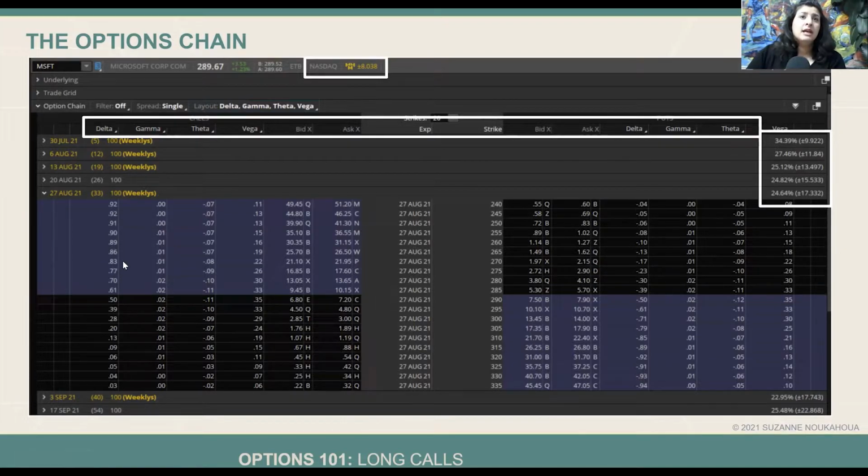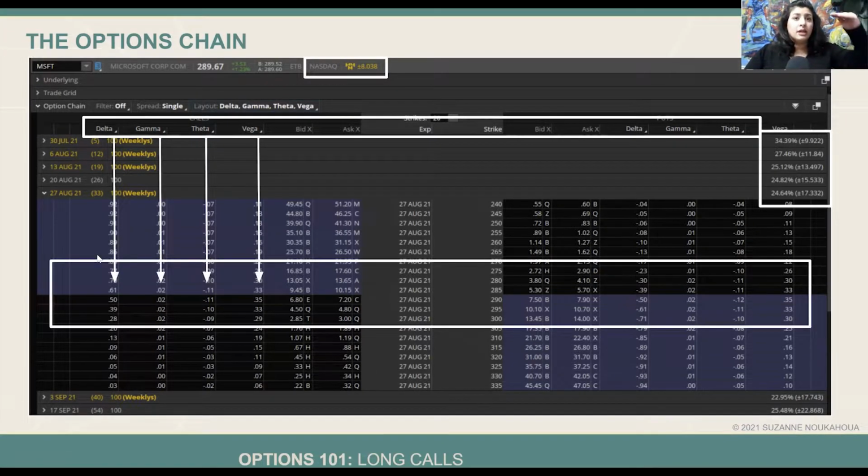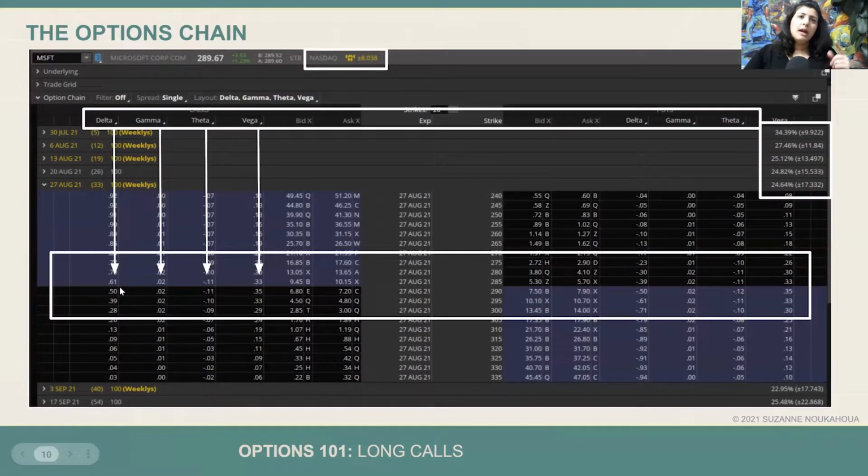What it does increase at is the rate of delta. So for every dollar that the underlying moves, your option contract will move at the rate of delta. So if Microsoft goes up by $1 and I'm in this 290 contract, I will get 50 cents, basically half of the move. So I would gain $50, because it would be 50 delta times 100. So that would be the increased value.